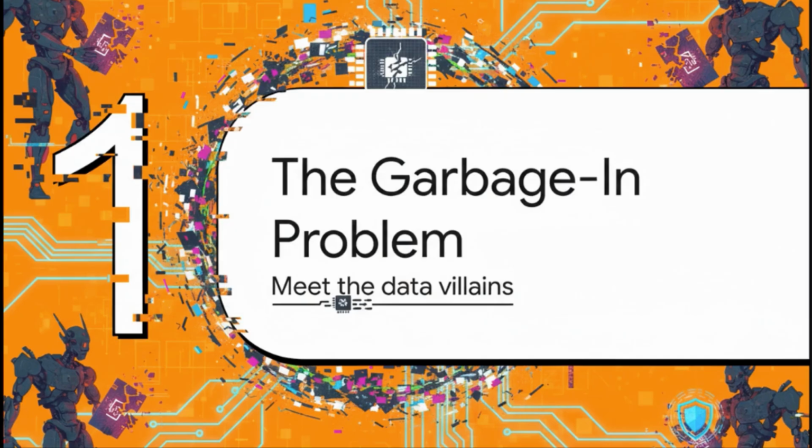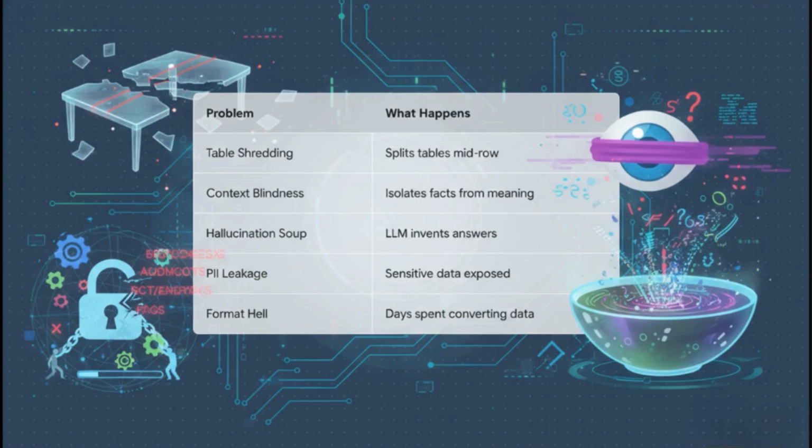Now, don't think of these as just little technical glitches. It helps to imagine them as recurring villains that are actively trying to sabotage your AI's performance. They are the entire reason we have that classic garbage in, garbage out cycle. Here they are, the top 5 offenders.